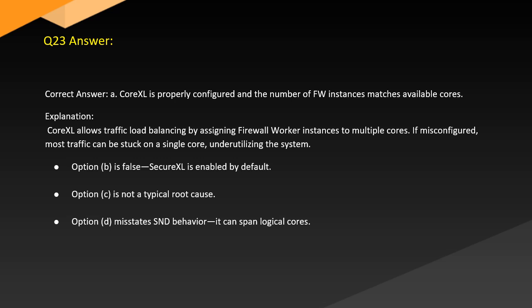Answer. Correct answer: A. CoreXL is properly configured and the number of FW instances matches available cores. Explanation. CoreXL allows traffic load balancing by assigning firewall worker instances to multiple cores. If misconfigured, most traffic can be stuck on a single core, underutilizing the system. Option B is false. SecureXL is enabled by default. Option C is not a typical root cause. Option D misstates SND behavior. It can span logical cores.